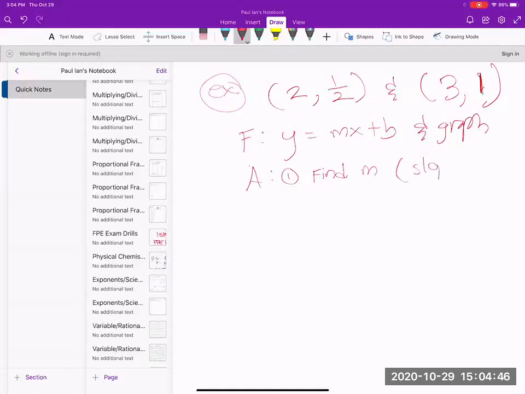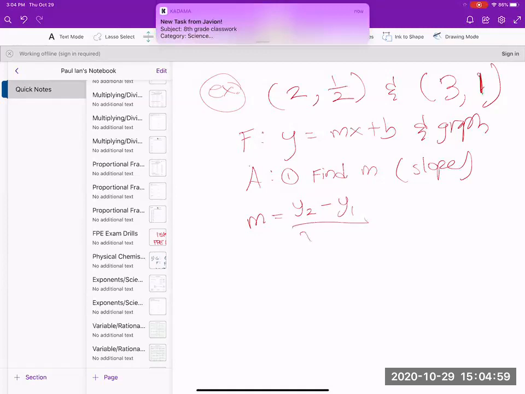Find m, right? M equals y2 minus y1, it's always the second one, and then x2 minus x1.